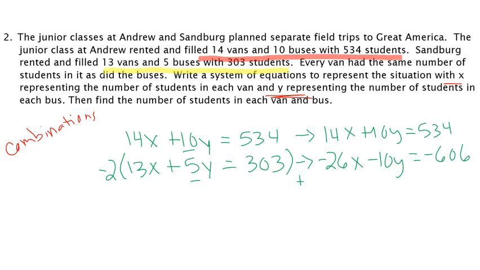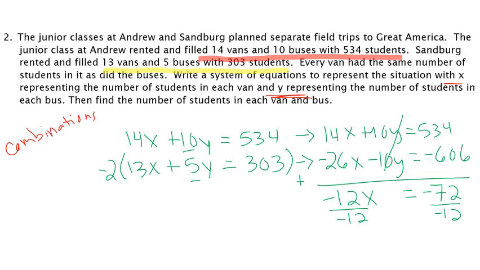We're then going to add these straight down. The y's go away. We're going to end up with -12x is equal to -72. And then if we go ahead and solve that out, we're going to get our answer to be 6.